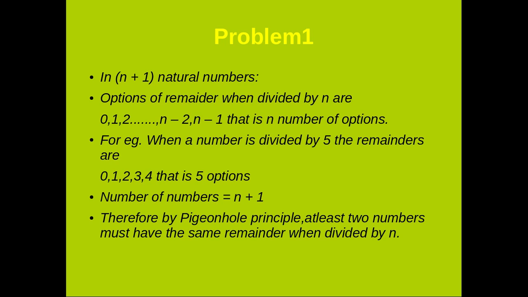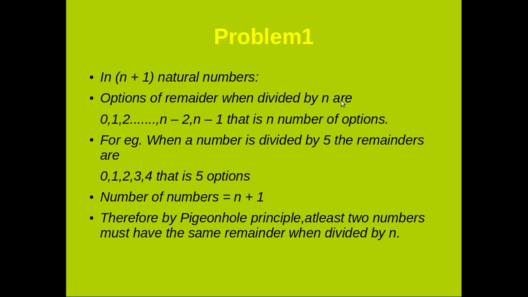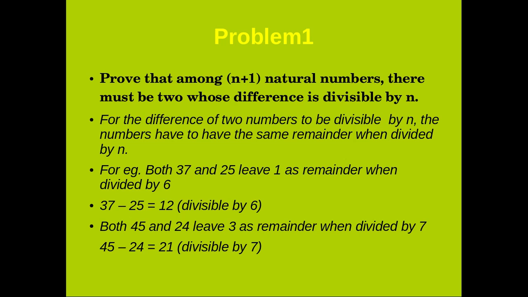Now we have the number of natural numbers as n plus 1. From the previous page we can see there are n plus 1 natural numbers, and the possibilities of the remainders are only n. Therefore, by the pigeonhole principle we can state that at least 2 numbers will have the same remainder. This proves our statement that the difference of at least 2 numbers taken from this set of n plus 1 natural numbers will be divisible by n.